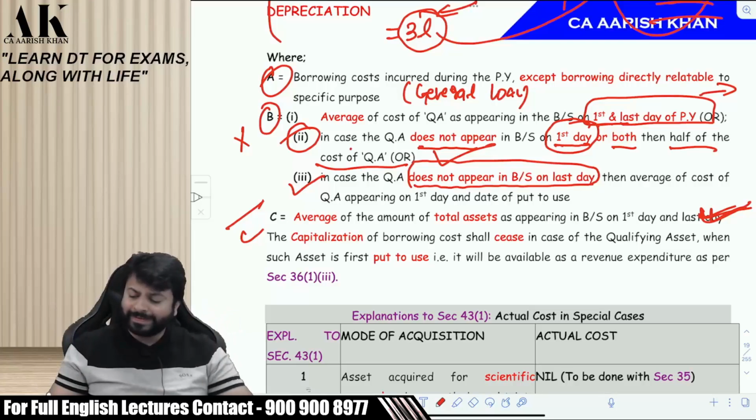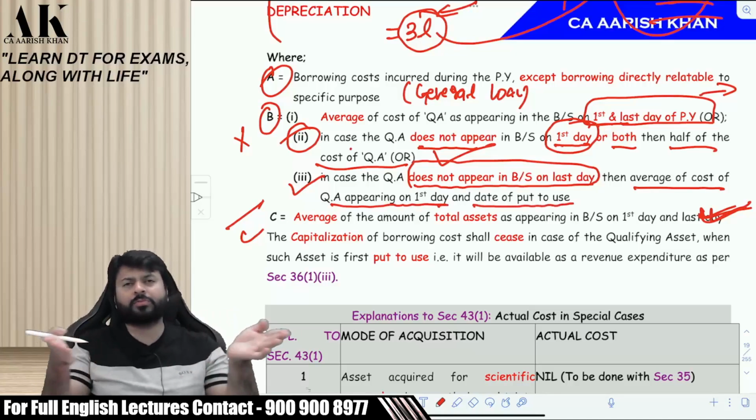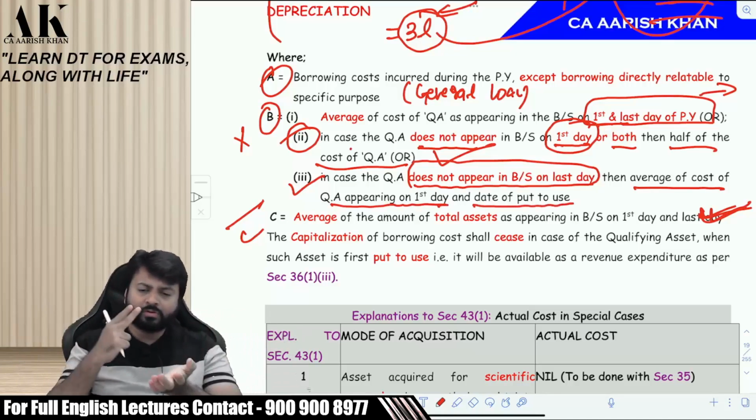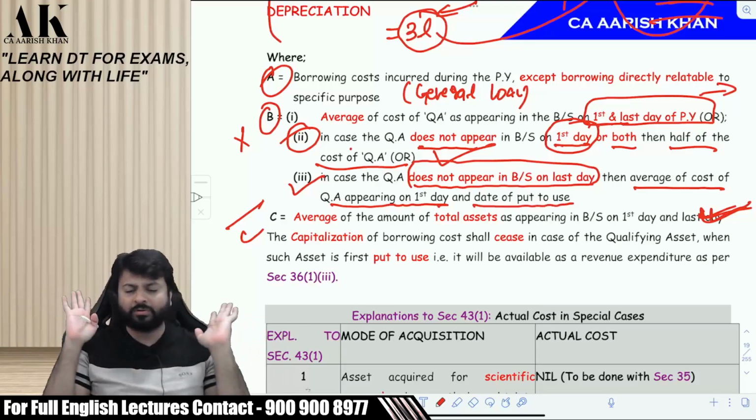Then what to do? Then take the average of the cost of the qualifying asset as on the first day, because it was there on the first day. So take the average of the first day and the date it was put to use. Suppose it was put to use in the month of December. So take the average of April and December, divide by 2. Are you clear?